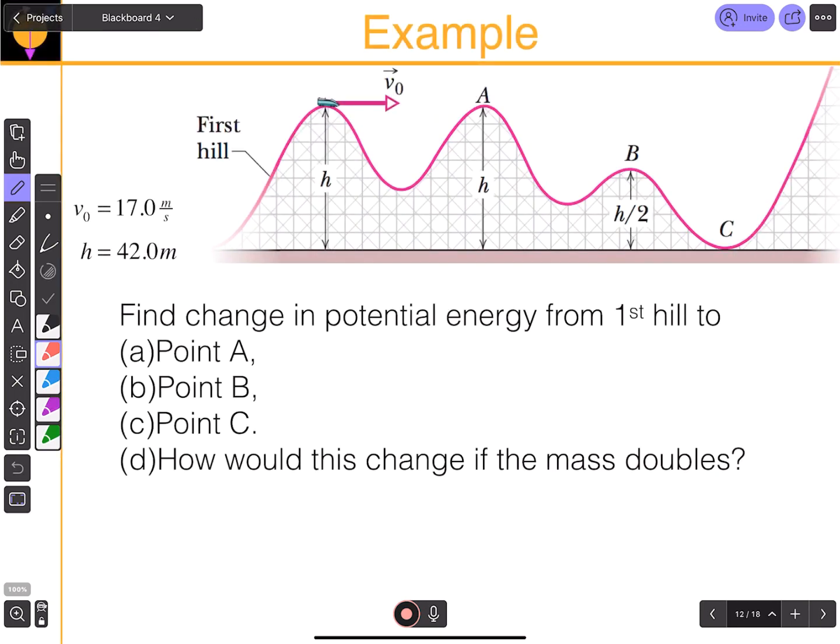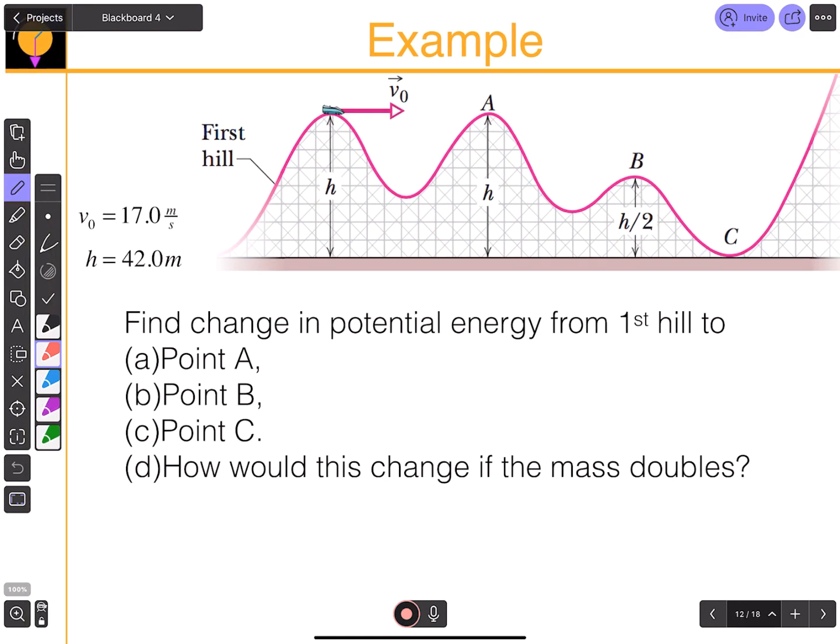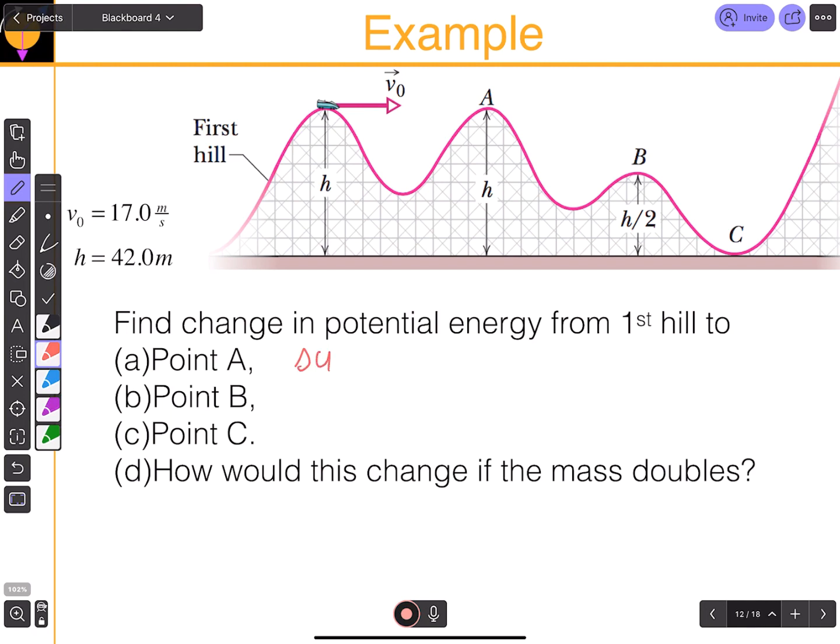Here's another basic example. We're just going to do this in terms of letters. Find the change in potential energy from the first hill to point A. Well, as we said, the only thing that matters for the potential energy is the height above the ground. So the change in potential energy for point A is going to be mg times the height at point A minus the potential energy at the beginning, right? Which was also height. So it started on the first hill at height h, and it ends up at A at the same height, so it doesn't matter. So that means that the change of potential energy is 0.